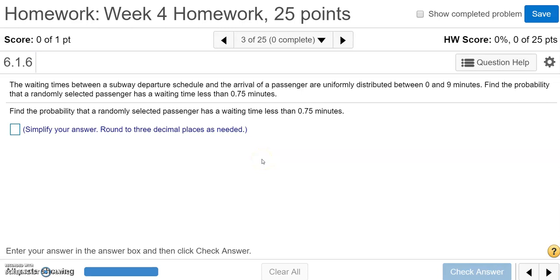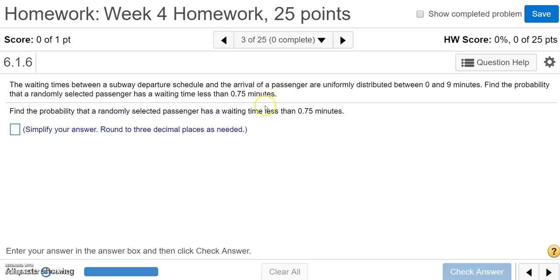So let's take a look at how we can use StatCrunch to help us with this question about a uniform distribution. This question says, the waiting times between a subway departure schedule and the arrival of a passenger are uniformly distributed between 0 and 9 minutes. Find the probability that a randomly selected passenger has a waiting time less than 0.75 minutes. So we can use StatCrunch to help us calculate this probability.